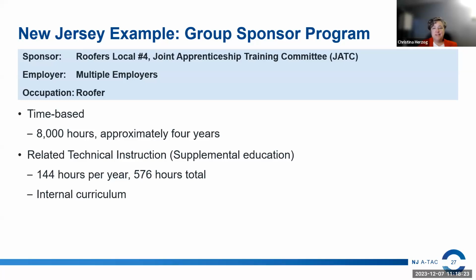The program is time-based and takes about 4 years to complete, and apprentices receive regularly scheduled pay increases at every 1,000 hours of training. There are multiple employers in the region that sign an agreement with the Roofers Local number 4 to provide on-the-job learning in all of the required areas. And RTI, or supplemental education, occurs in classes at the training center using curriculum approved by the International Roofers Union.